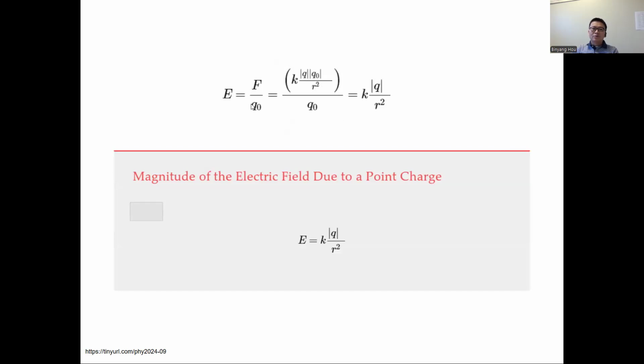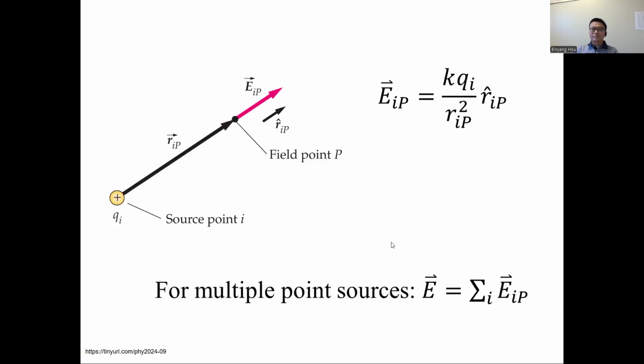The magnitude of the electric field is the electric force divided by Q. So KQ1Q2 over R squared, over Q. If you call this Q0, the Q0 cancels. Magnitude will be KQ over R squared. So for a point charge, the electric field is KQ over R squared for the magnitude, and then depending on the sign of Q, it could be pointing towards the charge or away from the charge. This is very similar to the force. Force is KQ1Q2 over R squared, but in this case for the electric field you just have one Q.